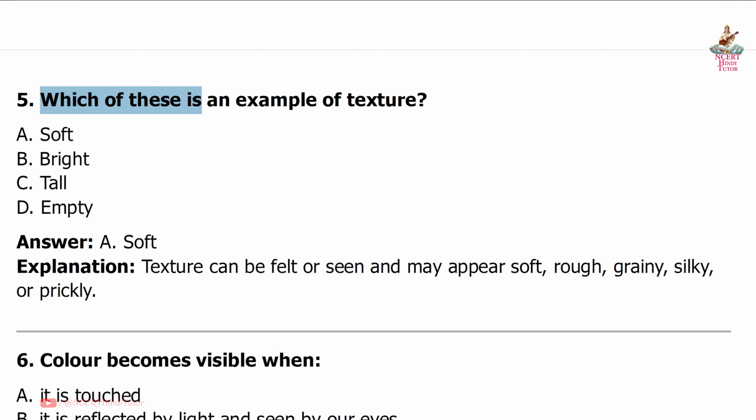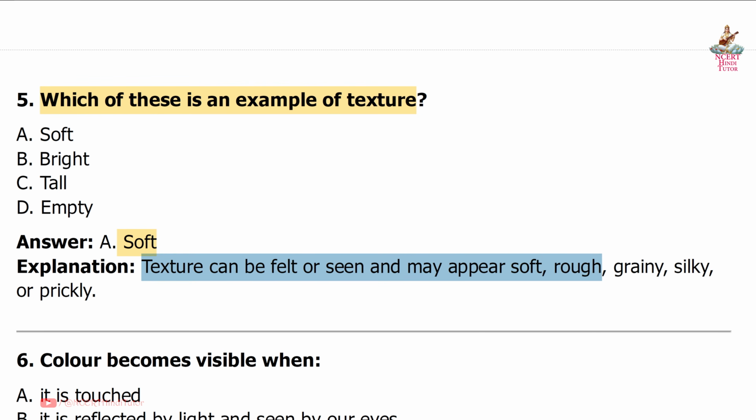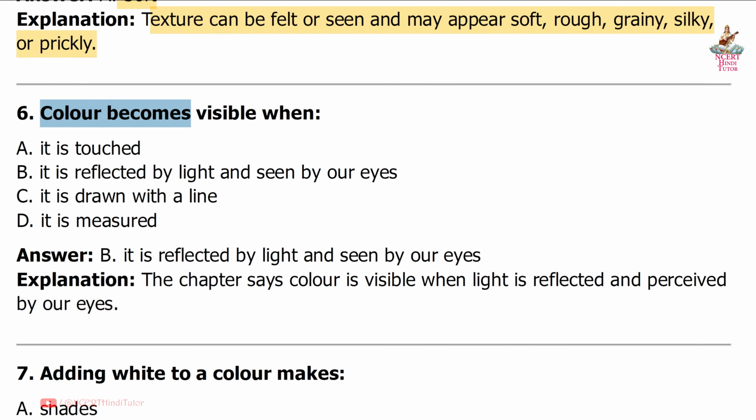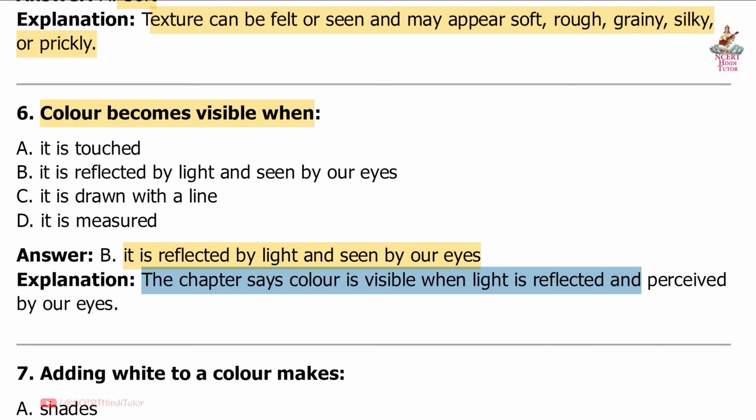5. Which of these is an example of texture? Answer A. Soft. Explanation. Texture can be felt or seen and may appear soft, rough, grainy, silky or prickly. 6. Color becomes visible when. Answer B. It is reflected by light and seen by our eyes. Explanation. The chapter says color is visible when light is reflected and perceived by our eyes.